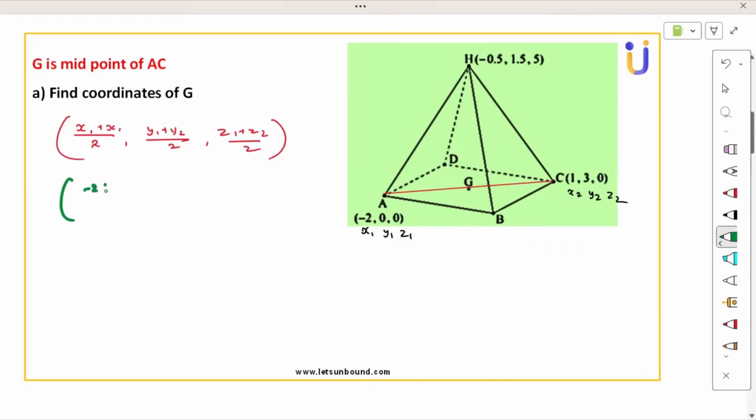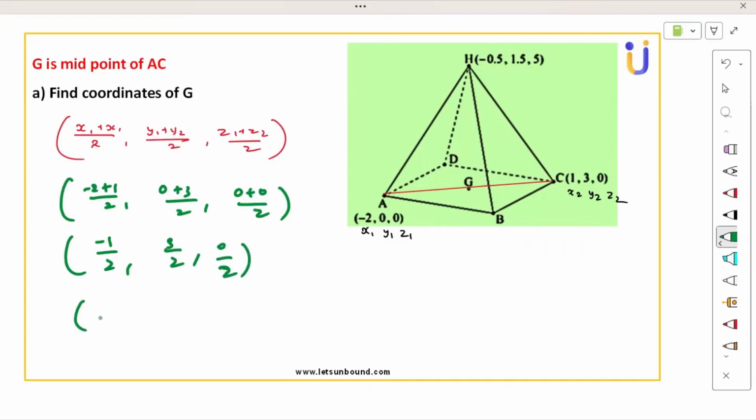-2 plus 1 over 2, then 0 plus 3 over 2, then 0 plus 0 over 2. That is -1 over 2, and 3 over 2 is 3 over 2, then it's 0 over 2. So you can make it into fraction or decimal as well: -0.5, 1.5, then 0. Right? So this is the first part. It carries 2 marks. Very simple.